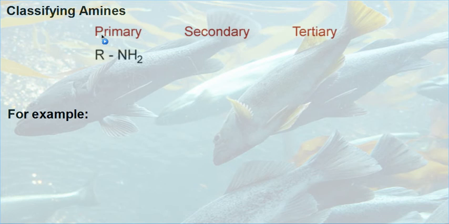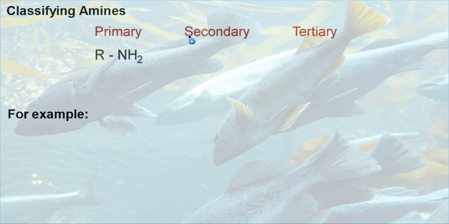So notice the nitrogen has two hydrogens attached, and the nitrogen is attached to an alkyl group as well, so that's like a hydrocarbon side chain. But the key thing to notice here for primary amine is that the nitrogen is bonded to two hydrogens.